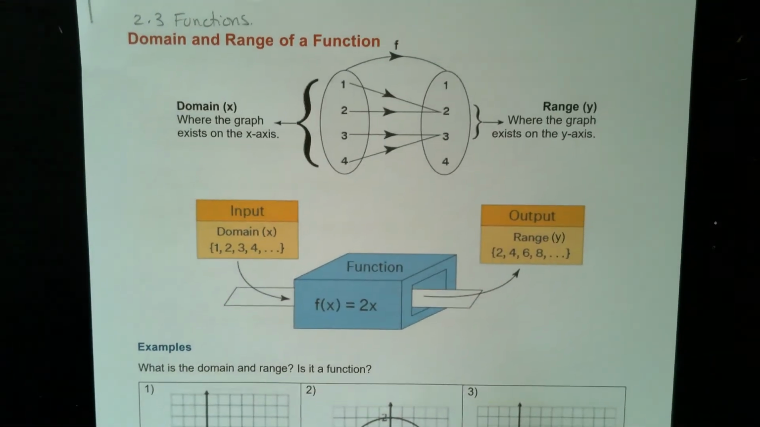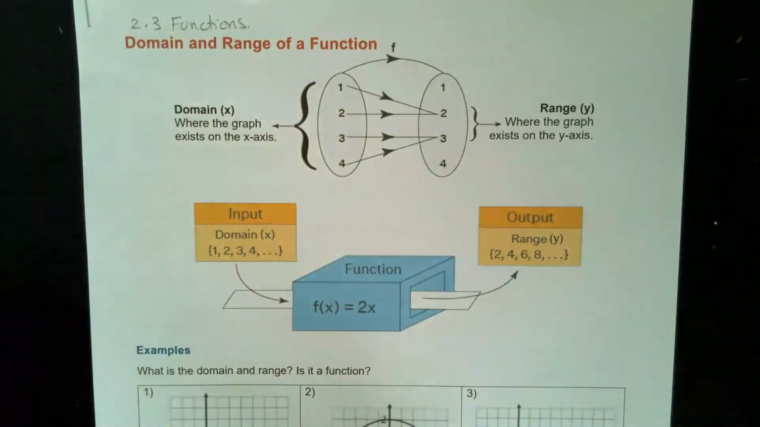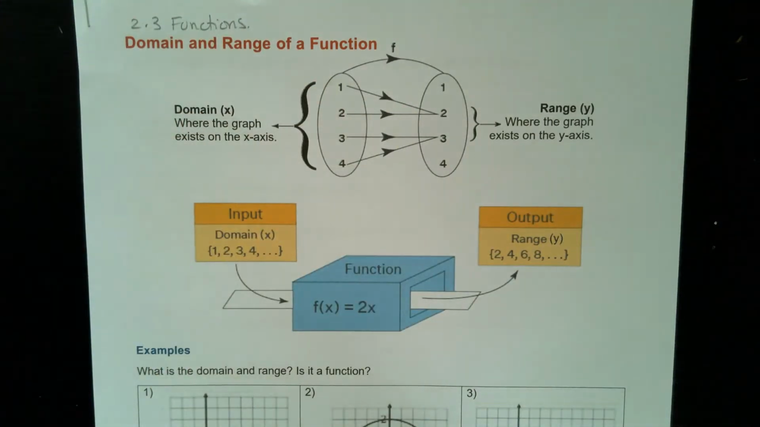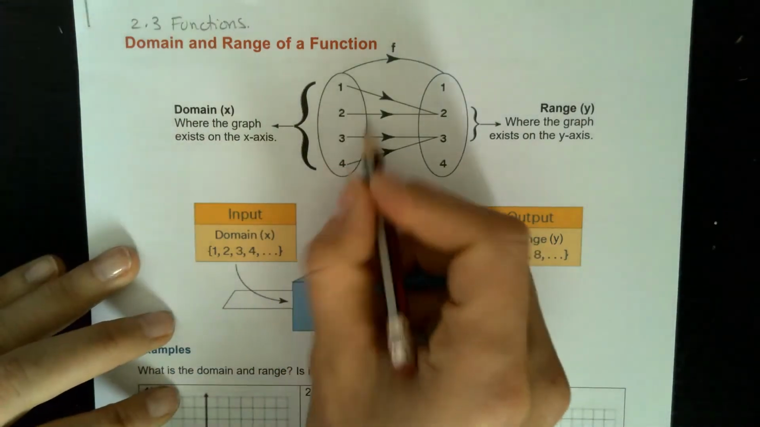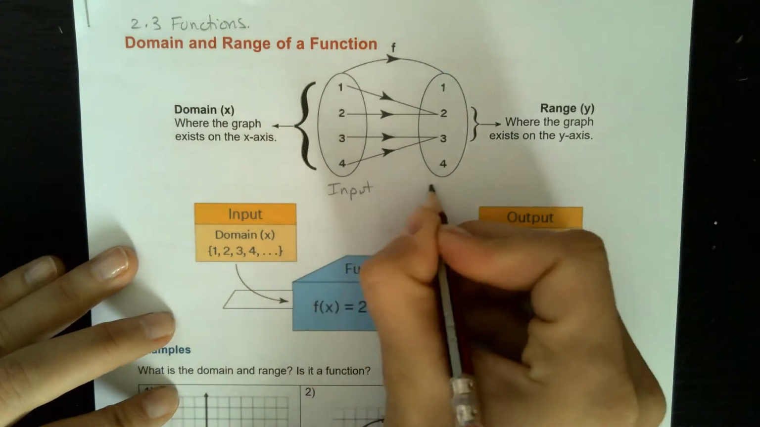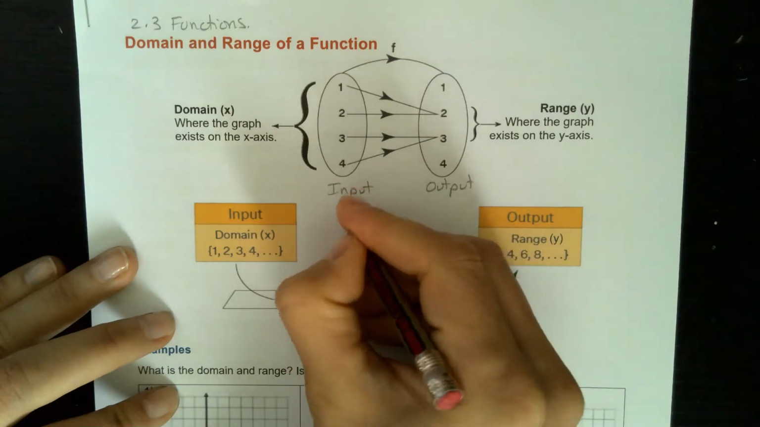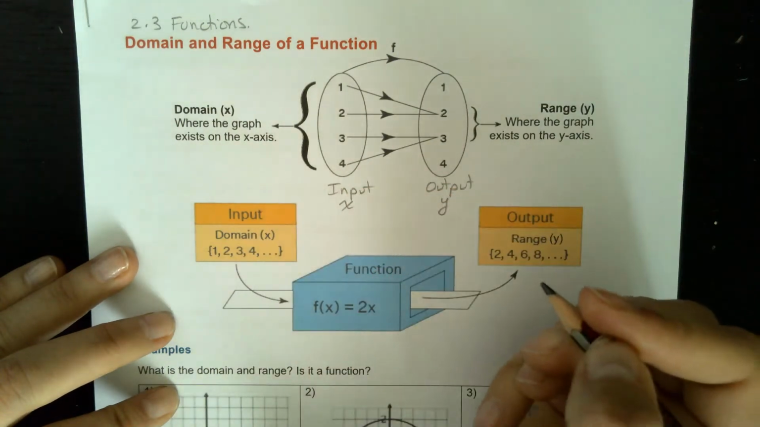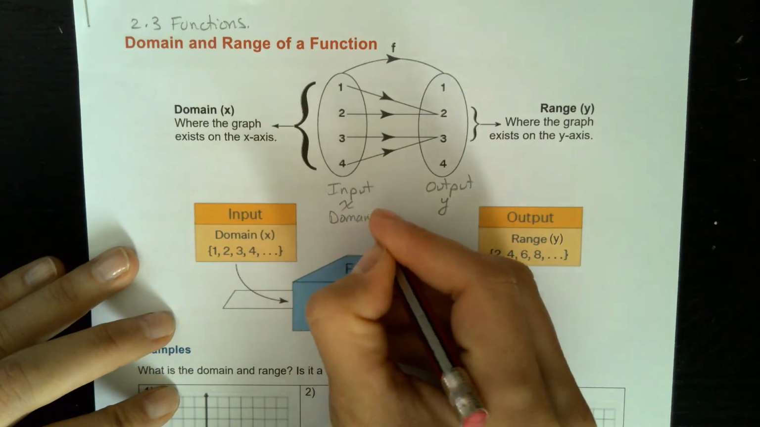So we're still in 2.3 functions, but now we're going to look at the domain and range of a function. So first what I want you to do is I want you to write 3 words here. So we talked about this being the input, and this is the output. Sometimes we also say this is x and this is y. And then also we call this the domain and this the range.